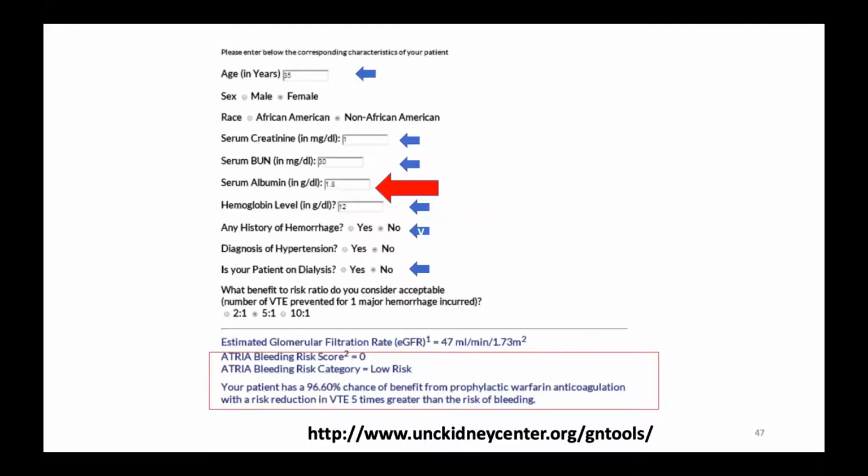So this is a tool to identify the bleeding risk of the patient. This can be done online. This is the link to that tool.